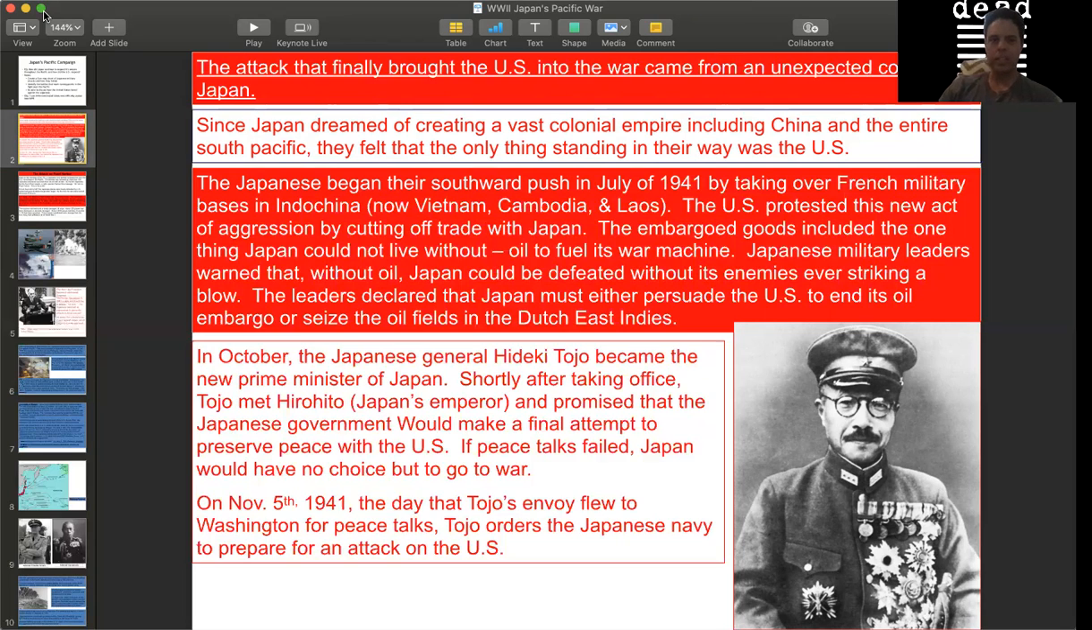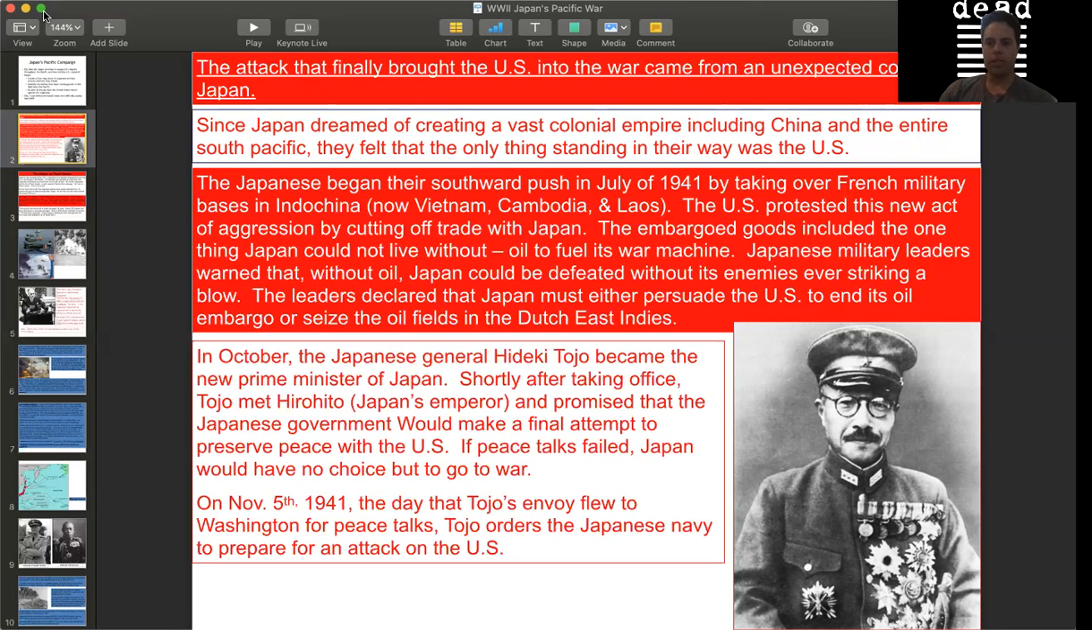Now, the Japanese dreamed of creating a vast colonial empire that included China and the entire South Pacific. And they felt that there was only one country that could really rival them in the area, and that was the United States. The Japanese began their southward push in July of 1941 by taking over French military bases in Indochina, now Vietnam, Cambodia, and Laos. And obviously, France was in no position to fight back because they had been conquered by the Nazis.